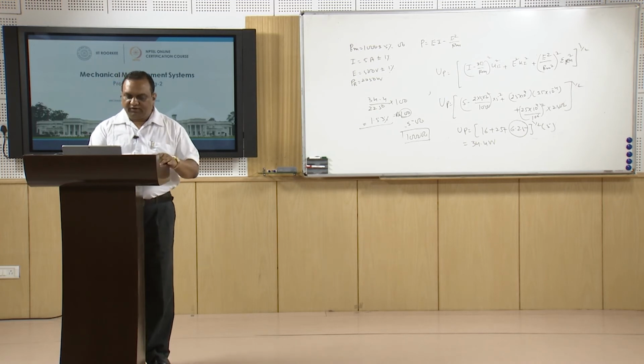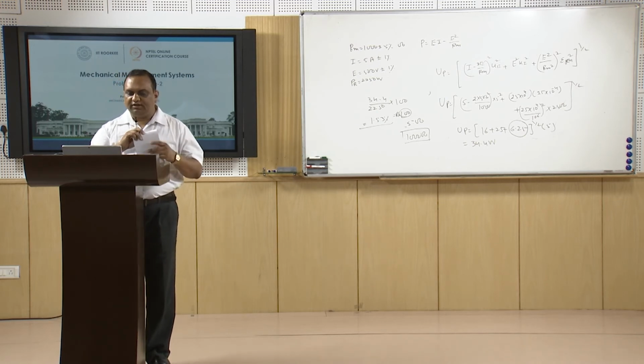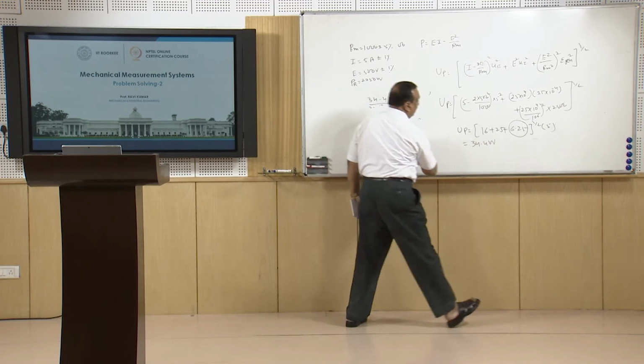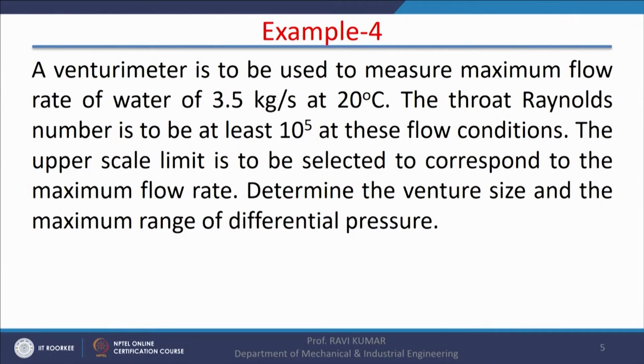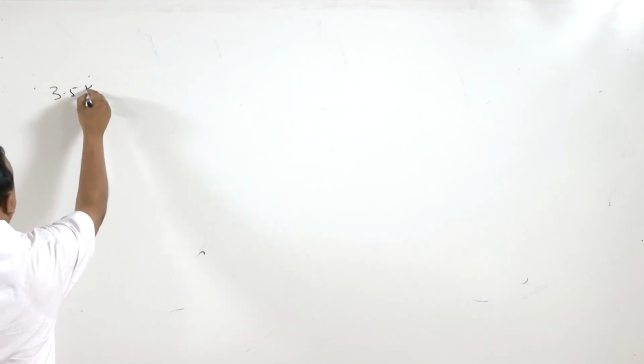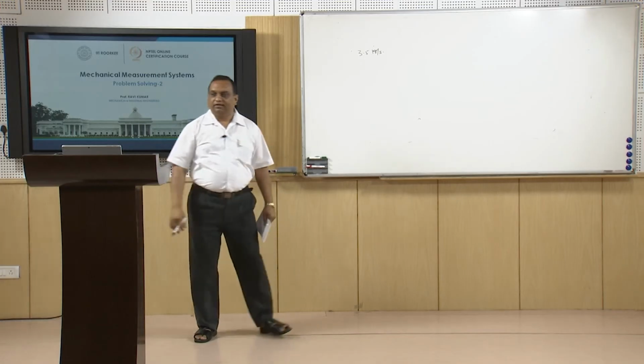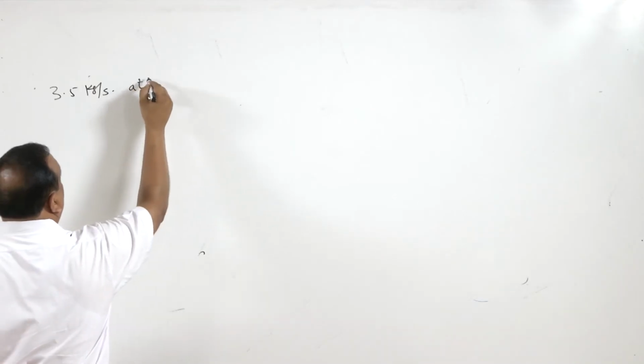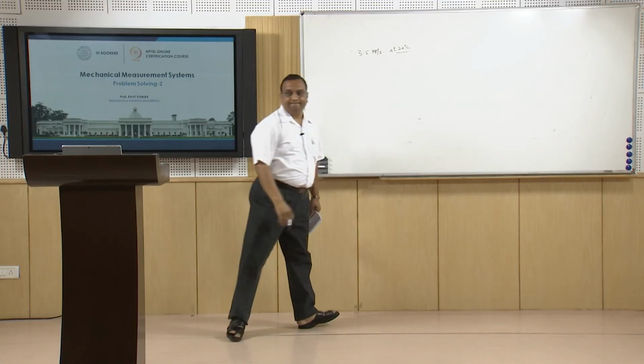Now one more example we'll take, about the design of a venturimeter. Venturimeters are used for flow measurement, for metering the flow through a pipe. In this example, a venturimeter is to be used to measure a maximum flow rate of water of 3.5 kg per second. That is the maximum flow rate, 3.5 kg per second. That is the mass flow rate of water at 20 degrees centigrade. So the temperature is also given at 20 degrees centigrade, right?